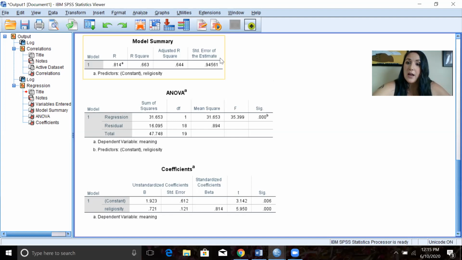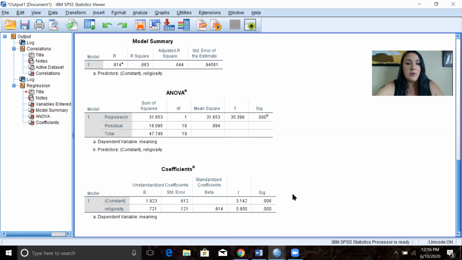Standard error of the estimate, your SEE, the amount of error in the model. The reason these values are all together in this model summary box is that really an R squared value and a standard error of the estimate tell you the same thing. It's a quantification of the strength of the relationship between your variables, because the more strongly your variables are related, the more accurate your predictions. So there is an inverse relationship between R squared and standard error of the estimate.